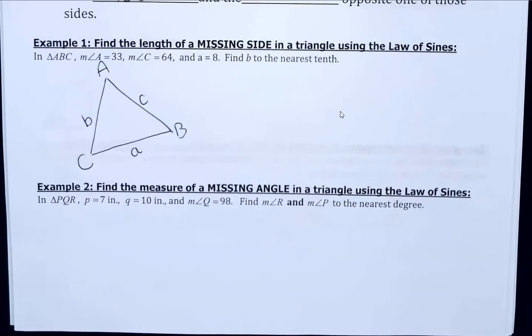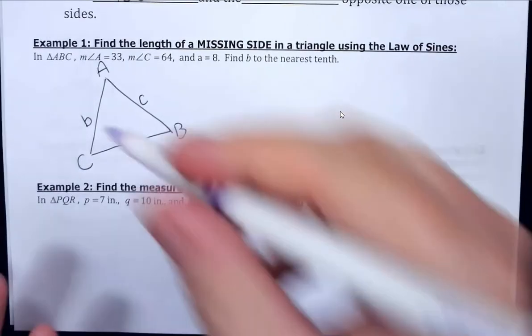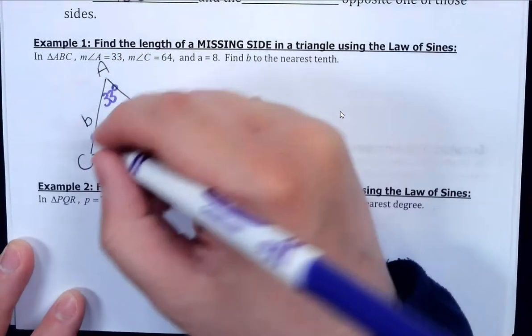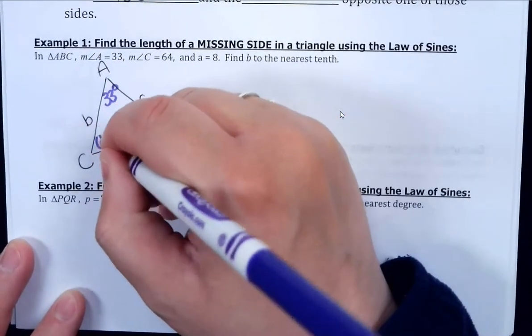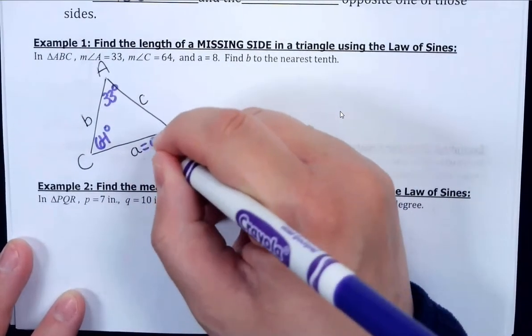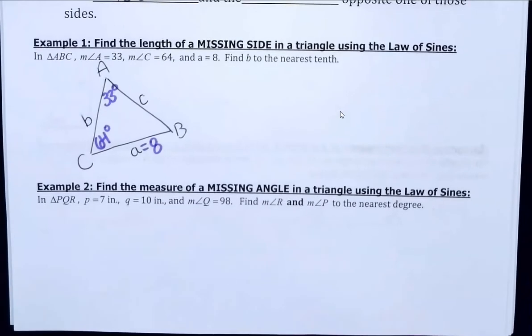Now, what do we have in the problem? They give us angle A is 33 degrees. They give us angle C is 64 degrees, and they give us side A, which is going to be right here, is 8. And then it wants us to find B.